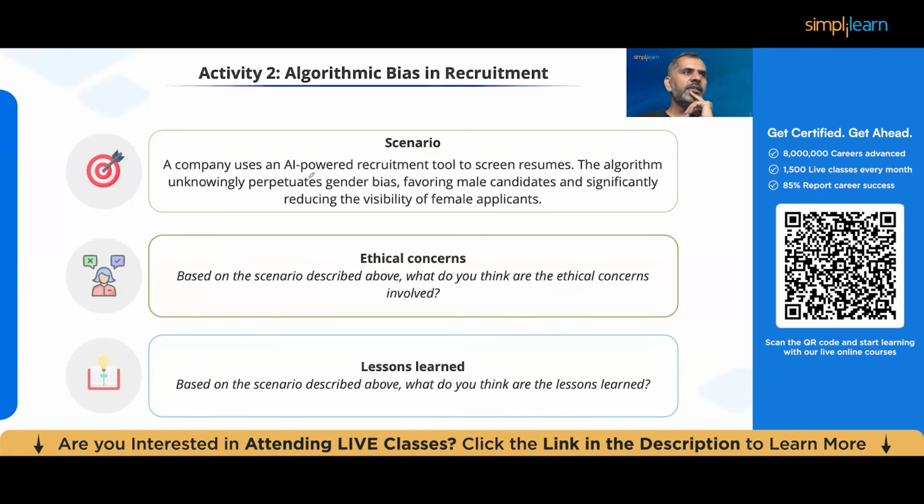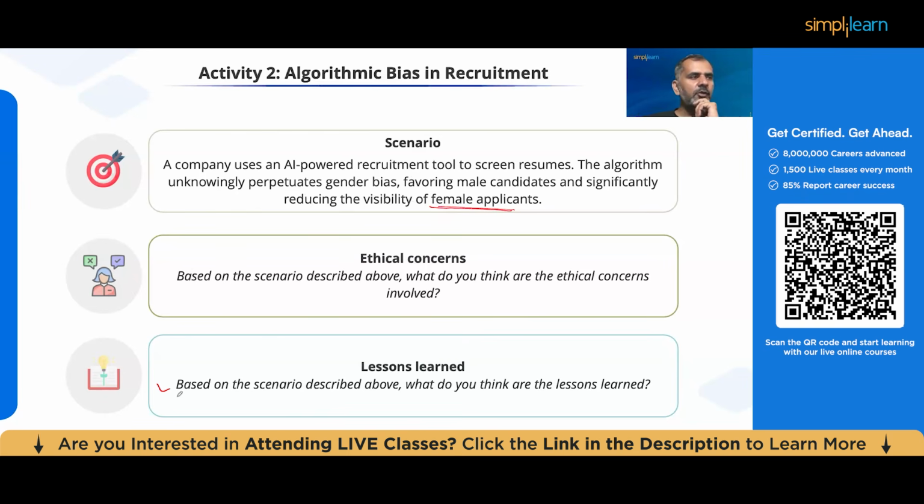Let's suppose a company uses an AI-powered recruitment tool to screen resumes. I think this is the same one which I've discussed. The algorithm unknowingly perpetuates gender bias, favoring male candidates and significantly reducing the visibility of female applicants. What are the ethical concerns over here, guys? Fairness is one. Fairness, or you can say bias and discrimination. Lack of transparency is also here. Data use, you know.